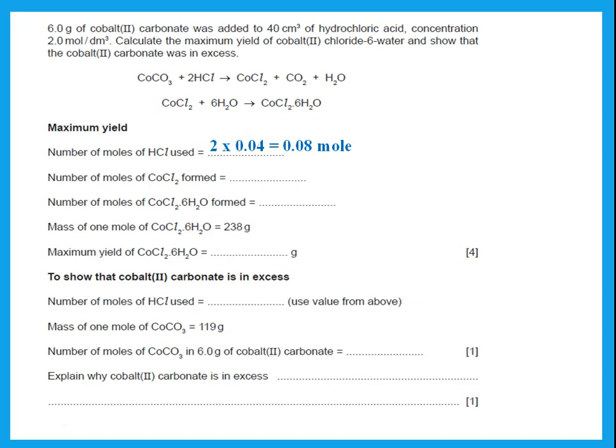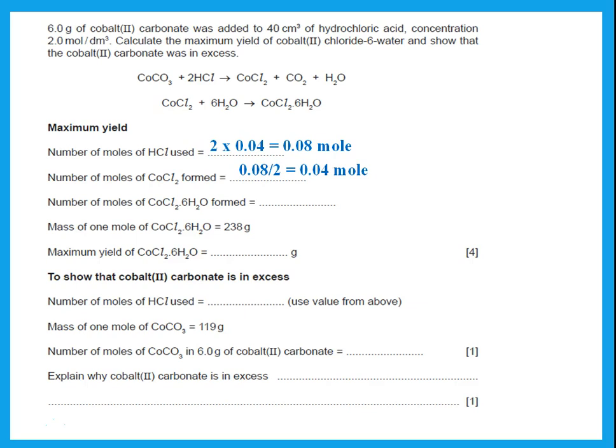Okay, number of moles of cobalt chloride formed. Where am I going to get it? From the relationship in the equation. The equation says 2HCl will give 1 cobalt chloride. That means that the number of moles of cobalt chloride is half that of HCl, which would be 0.04.